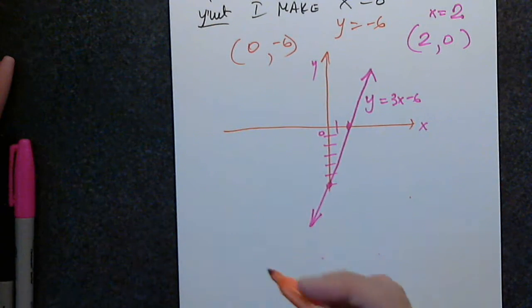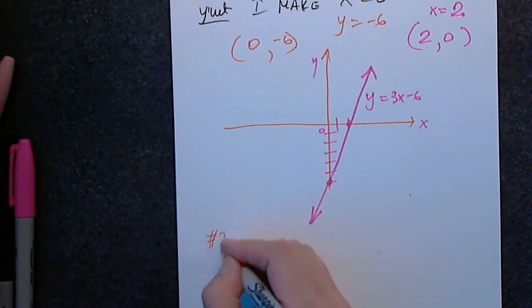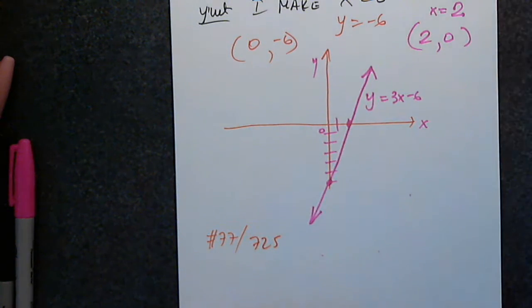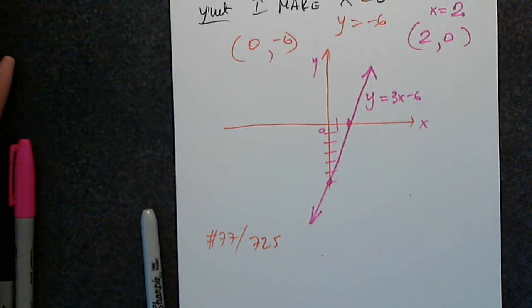So this is number 77 on page 725. I did not talk about these documents just yet. After we finish this section and the next one, I will talk about these documents, the last 3 documents that I didn't mention anything about yet.